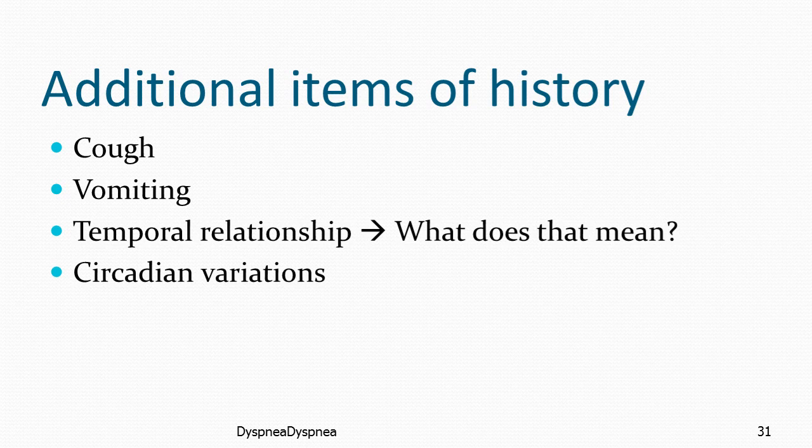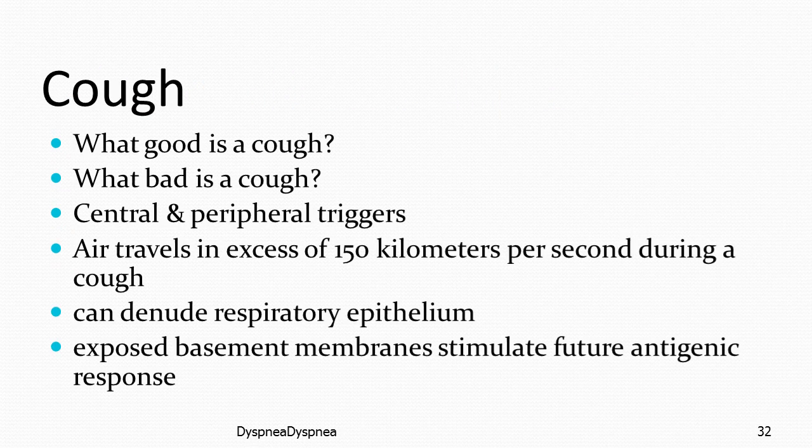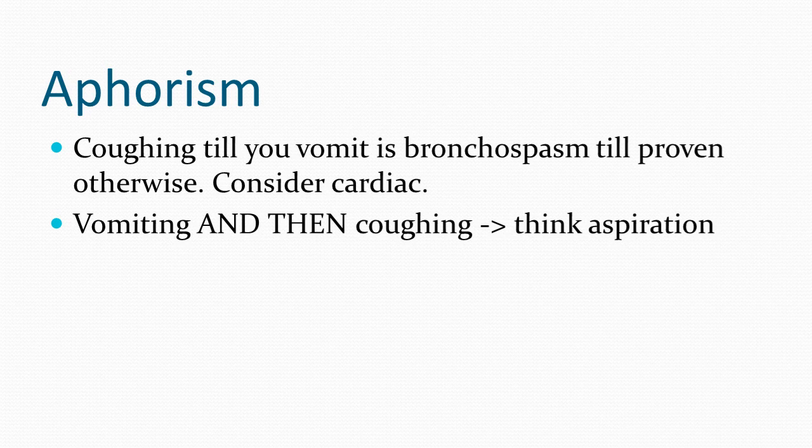Also take the history of cough, for how long the patient has had cough. Is it dry, productive, with vomiting? When was the vomiting? Temporal relationship and circadian variations. Is it a good or bad cough? Central or peripheral triggers. Air travels in excess of 150 kilometers per second during a cough and can denude the respiratory epithelium, expose the basal membrane, and stimulate a future antigenic response.